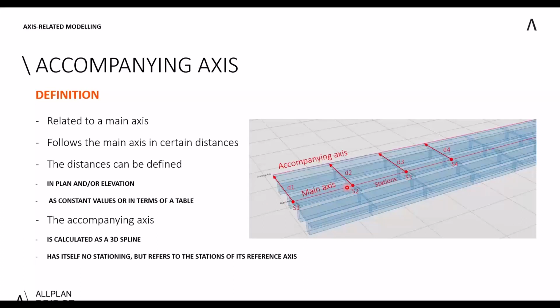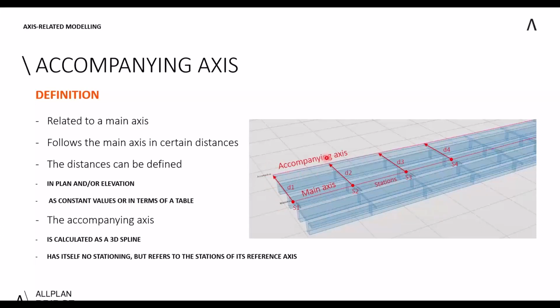And the distance that the user can define, either in terms of constant values, but also in terms of a table, they are then applied from the main axis in the direction that the user has defined. And the points that they create are then connected with a 3D spline, resulting in this accompanying axis. Just to recapitulate, the difference is that I don't have the axis data of this accompanying axis.